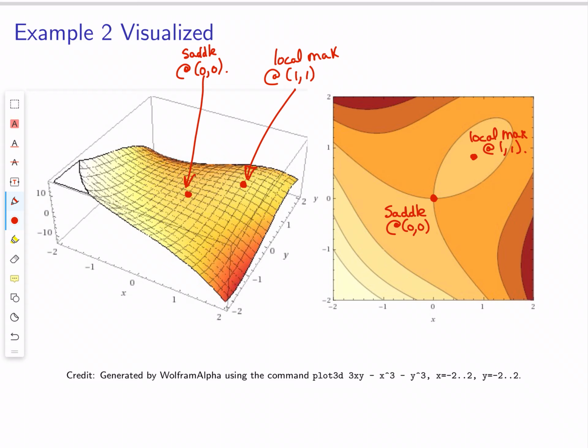It's easier to see on the contour plot that you've got a saddle point because you've got these colors that indicate the heights, and because of the contour crossing over here at the point (0, 0), that indicates the saddle.